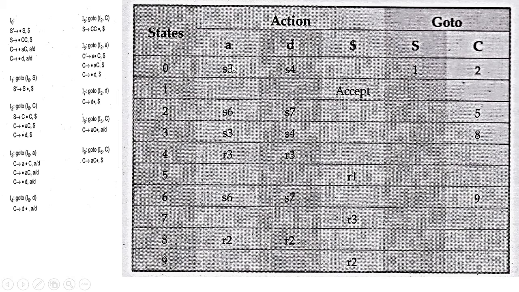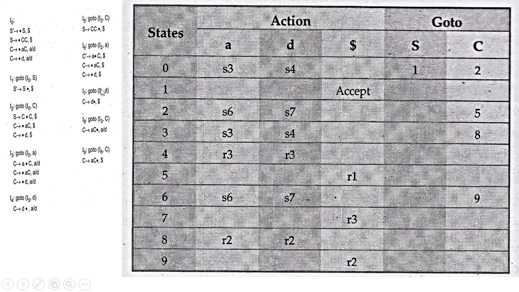So I0 to A gives you 3. So it is a shift 3. We'll write it as S3. Similarly, I0 to D gives you 4. So it is a shift again, because D is a terminal symbol, so we say shift 4. So repeat the same process for all the others.